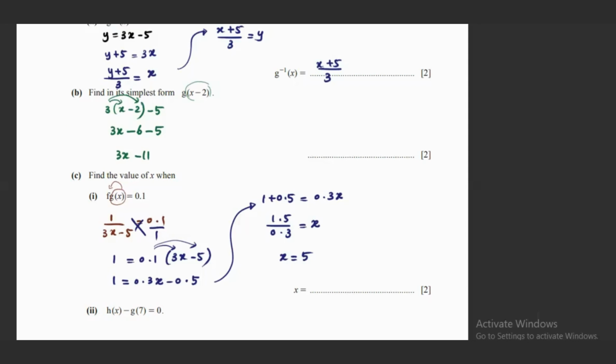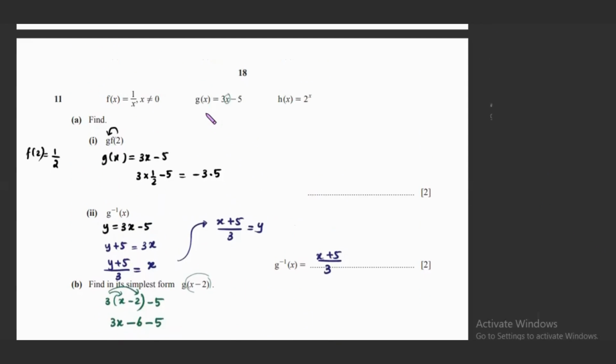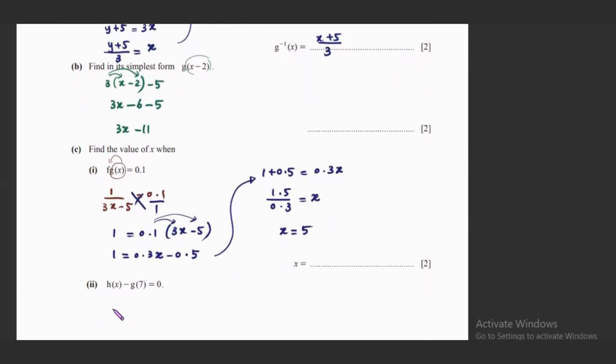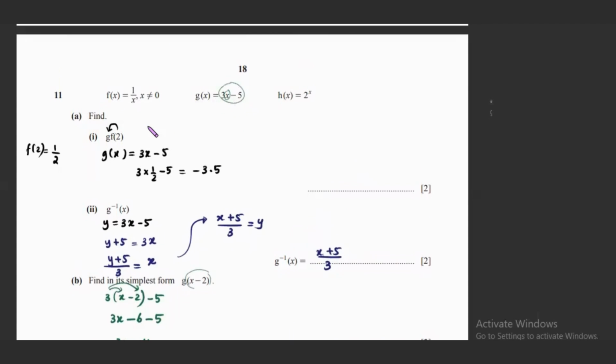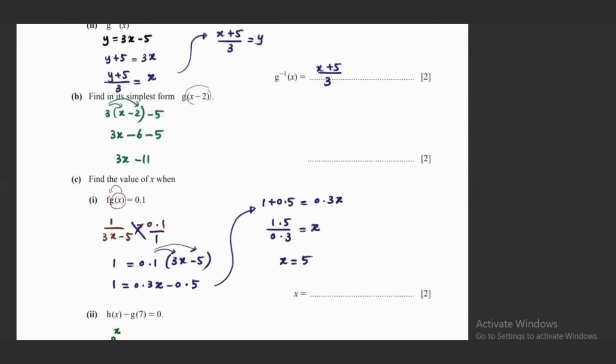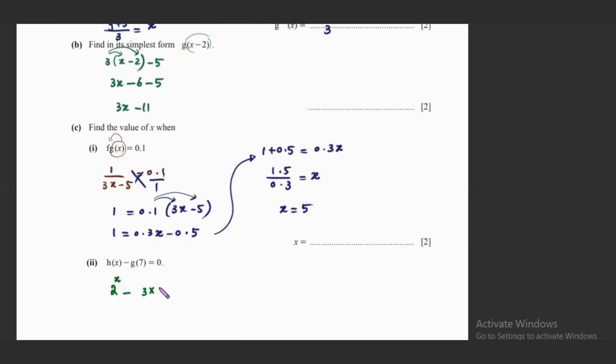Then the next part of the question is to find what x is when h of x minus g of 7 is equal to 0. Which means h of x means x is sent into the h function, which is 2 to the power x. That means it will say the same, 2 to the power x, minus g of 7, which means 7 is sent inside this g of x function machine, which is 3x minus 5. So it will be 3 times 7 minus 5. This has to be deducted from this 2 to the power x, and that will be equal to 0.